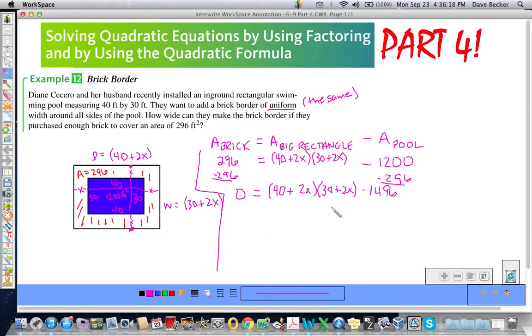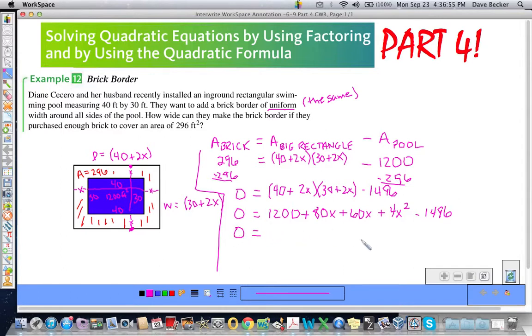Okay. So I'm going to FOIL this, and I have 0 equals 40 times 30 is 1200. 40 times 2x is 80x. 2x times 30 is 60x. And 2x times 2x is 4x squared. Minus 1496. Boy, I did something stupid. Because had I just left it alone, look, I would have had this 1200 minus this 1200, and we just have the 296. So sorry about that, not a big deal.